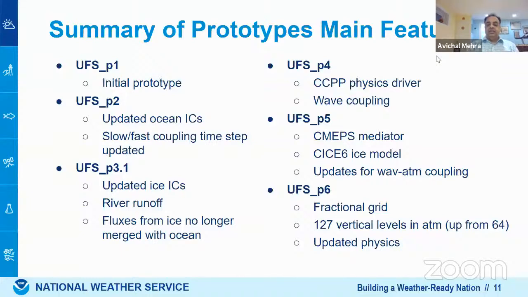Prototype 4, we introduced the CCPP physics driver and added WaveWatch coupling to the system, making it a 4-way coupled system. Prototype 5 introduced the CMEPS mediator, swapped out CICE5 with CICE6, and also had a few updates for wave atmosphere coupling. And with prototype 6, we introduced the fractional grid and doubled our vertical resolution from 64 levels to 127 levels, and also updated some of our physics.